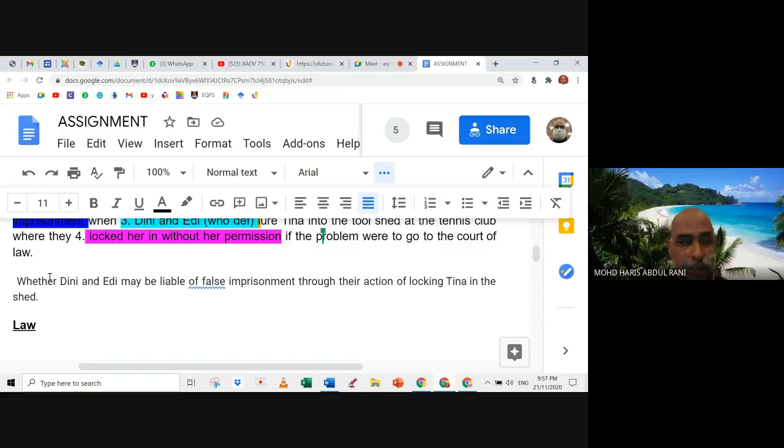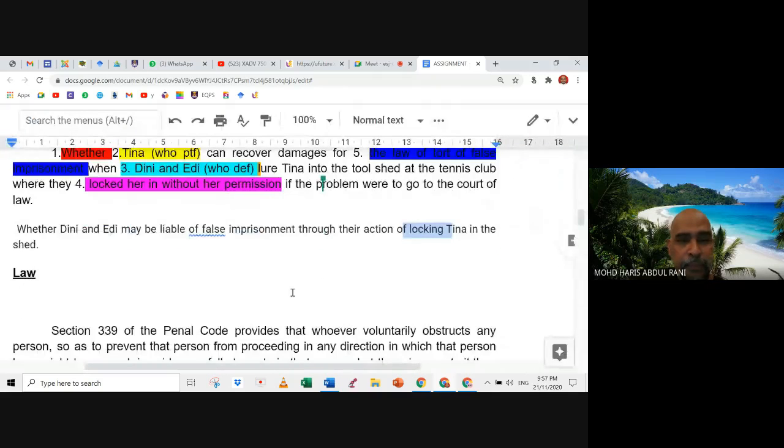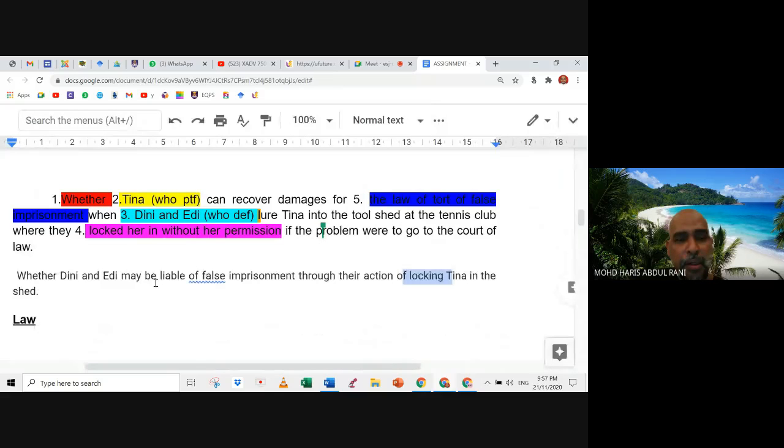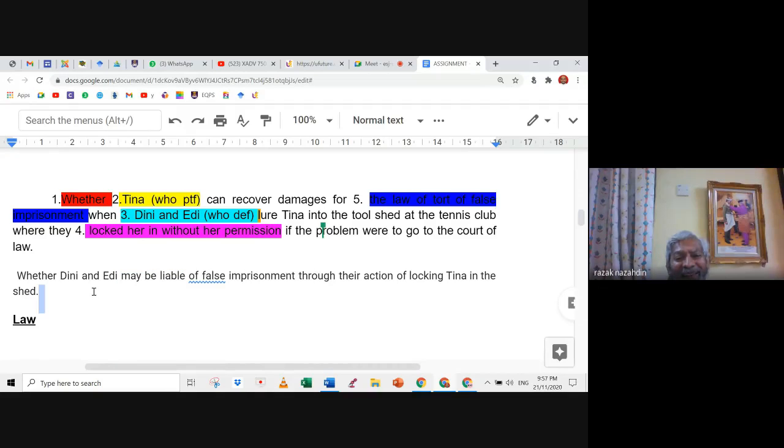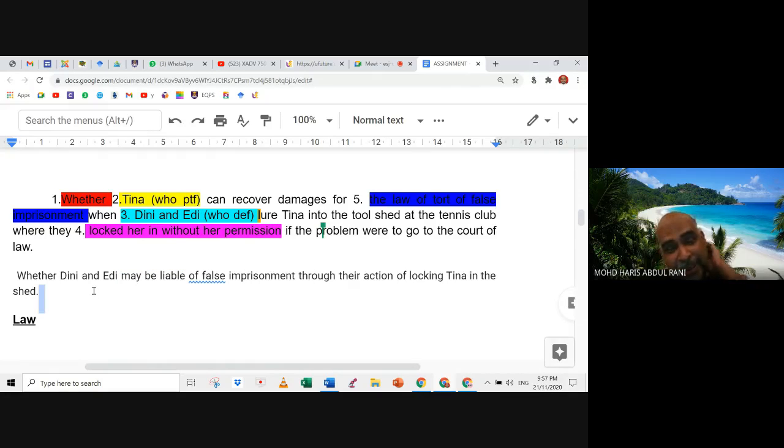Ni nampak tak? Whether Dini, Eddie, kita ada dah nampak Dini, Tina, whether pun ada kan, false imprisonment and then locking, right? So okay lah, can be simple as that, tak ada masalah. Tapi the word be liable, may be liable. Itulah, may be liable, boleh lah, boleh dimaafkan. Boleh lah.